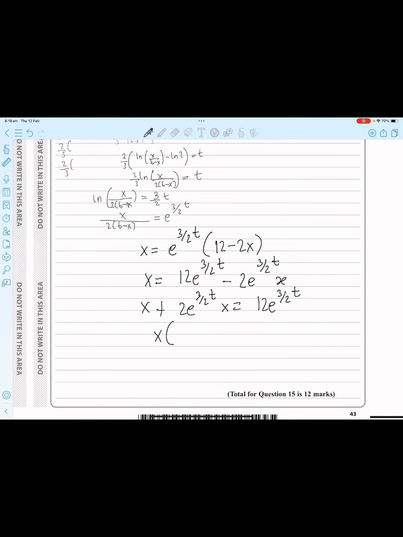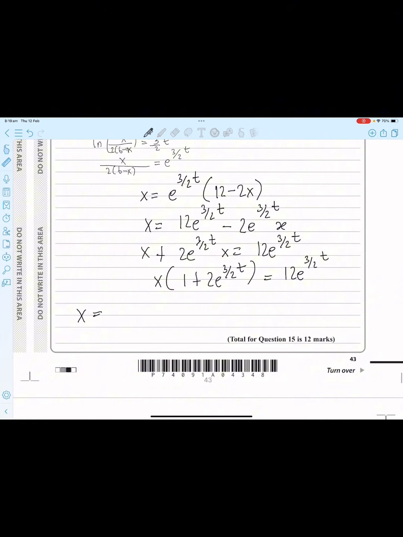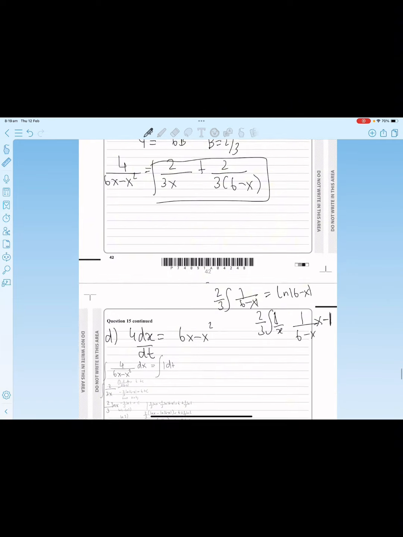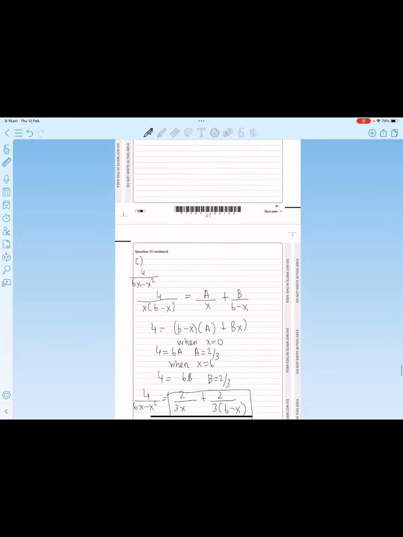Take out an x common, we get 1 plus 2e 3 over 2t to give me 12e 3 over 2t, and therefore my final answer would be x is equal to 12e 3 over 2t divided by 1 plus 2e 3 over 2t. So quite a gruesome question in the end. It does really stretch you. Is that what they wanted? 12e to 3 over 2t over 1 plus 2e to 3 over 2t? Yep, that is my final answer, and that was quite gruesome towards the end.